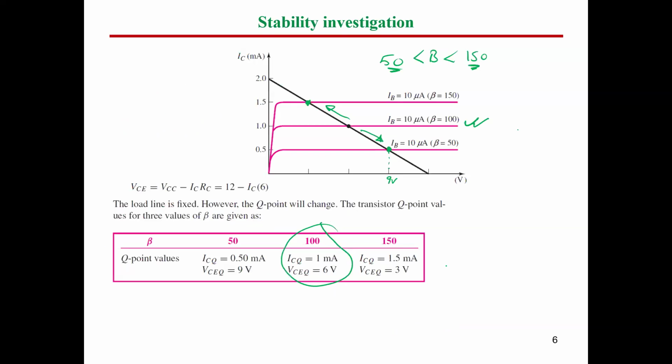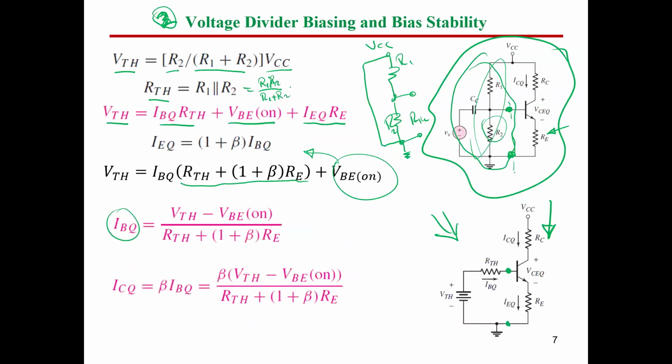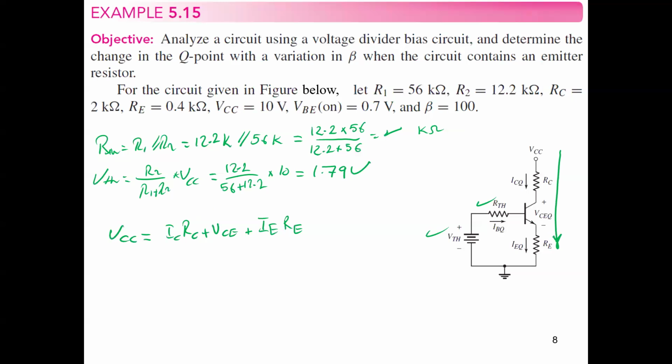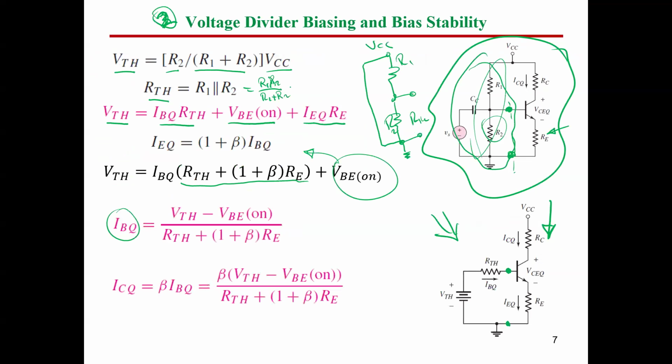But here in this circuit, guys, let me get it from the relations firstly. So IB, what is the value of IB? Can you see here, guys? IB already is beta dependent. So it depends on the value of beta.